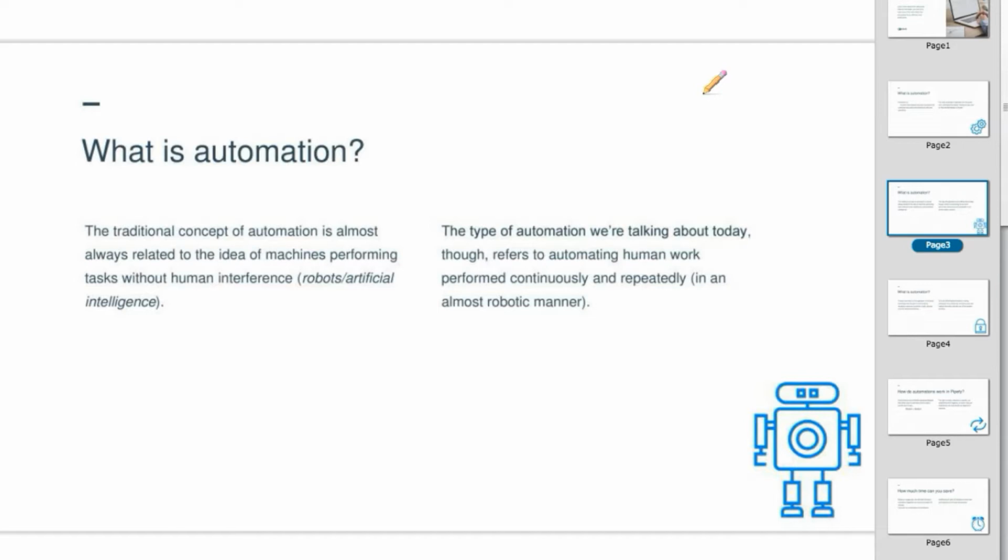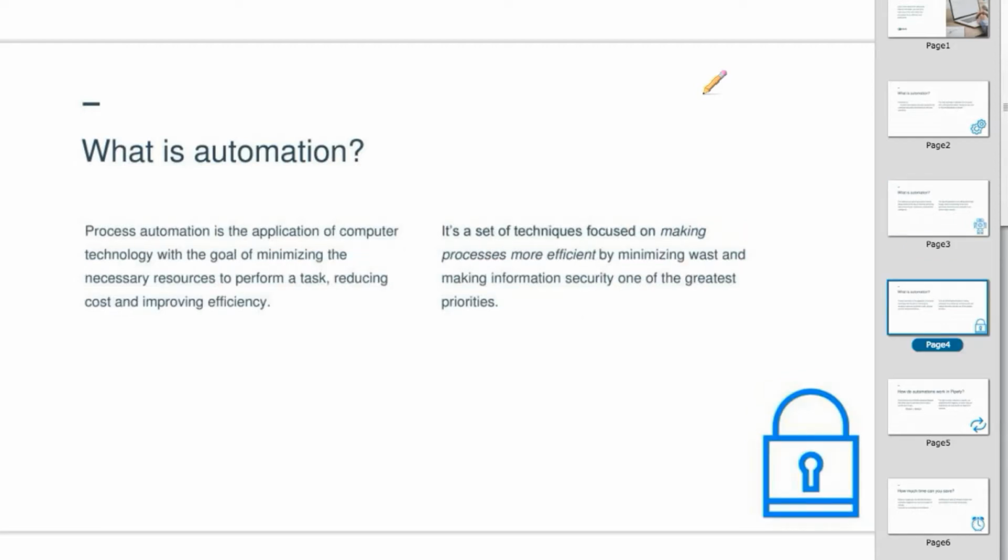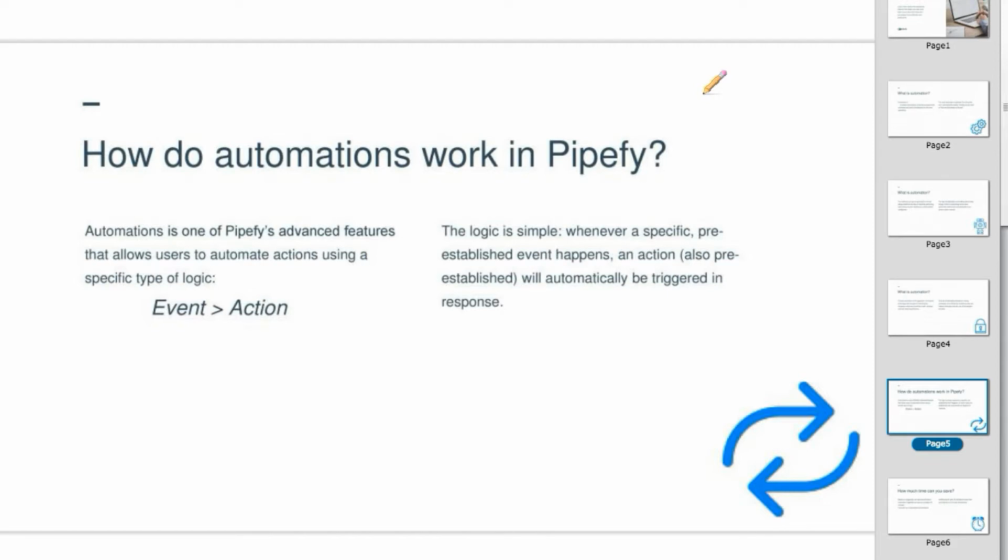The type of automation we're talking about today, though, refers to automating human work that's performed continuously and repeatedly in an almost robotic manner. Process automation is the application of computer technology with the goal of minimizing the necessary resources to perform a task, reducing costs and improving efficiency. It's a set of techniques focused on making processes more efficient by minimizing waste and making information security one of the greatest priorities.